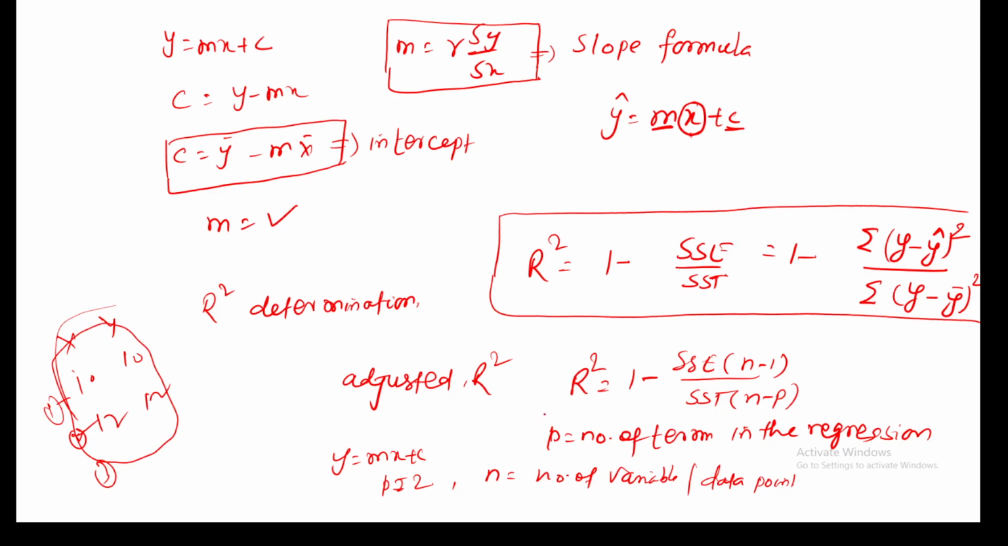And one more formula we have is the degree of freedom. Degree of freedom will be n minus p. Shall we do one question based on this? We'll start with finding the slope, then the intercept, then we'll find the residual error, SSE, and then SST, and then we'll find the R square adjusted.